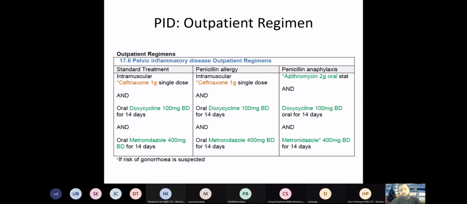The outpatient regimen is the one we most commonly use in EGU or in the community. It includes intramuscular ceftriaxone 1 gram single dose, and then doxycycline and metronidazole for extra anaerobic cover for 14 days, and this remains the same for penicillin allergy. In case of anaphylaxis, ceftriaxone can be replaced with azithromycin 2 grams. Of course, there are more alternatives, and they can be found in the BASH guidelines as well.